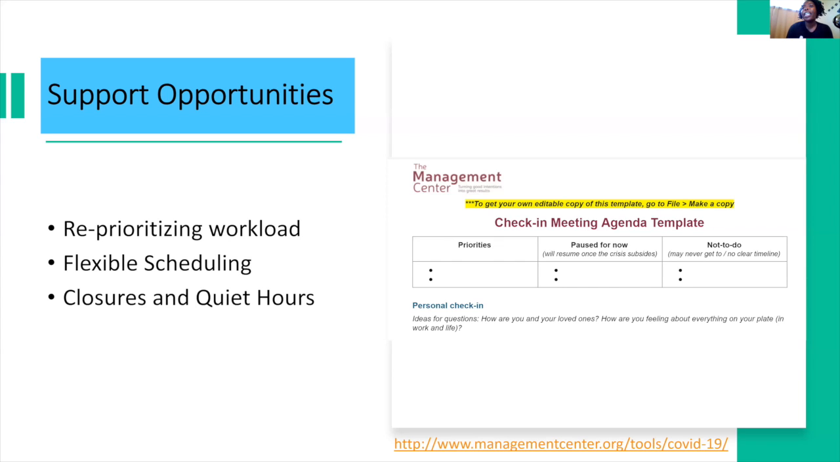And so reprioritizing our workload has really been sitting down with each of our staff and saying, what are you working on now? What were you working on before? What are we going to work on for now? And what are we not going to do? And what are we going to pause for now that we may pick up later, but that we don't have the capacity to do?